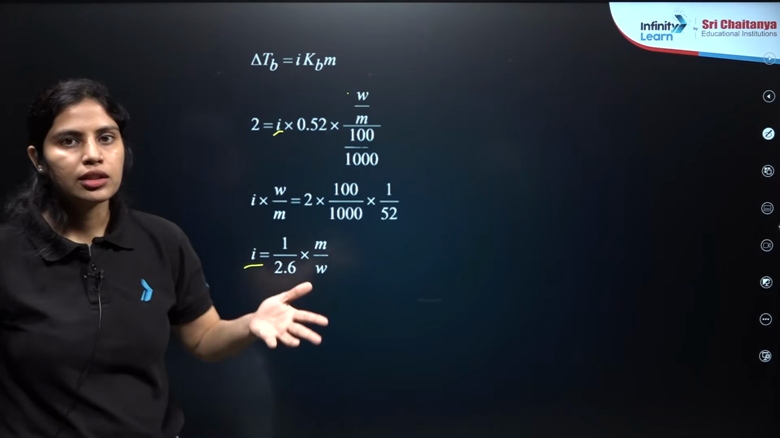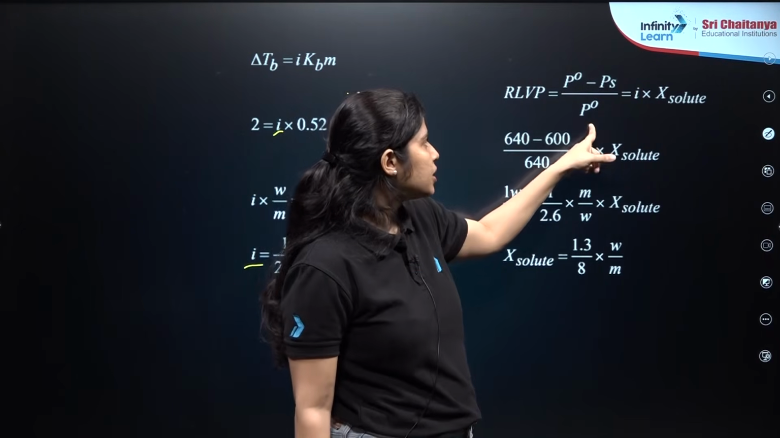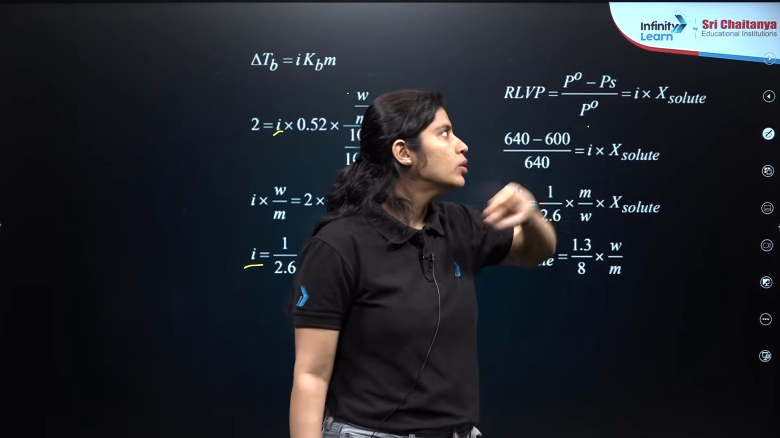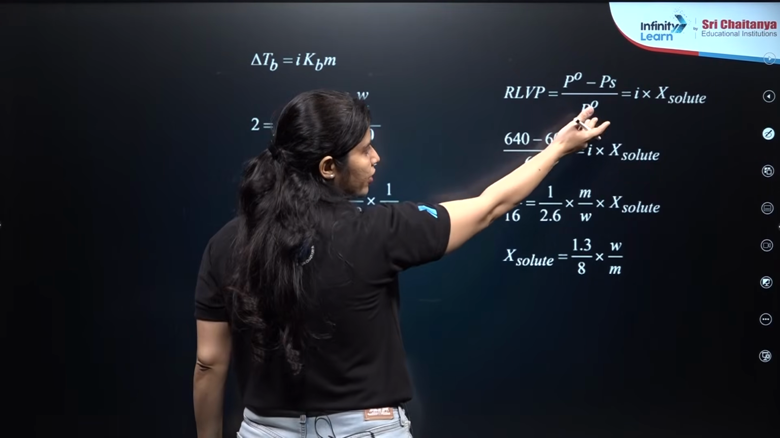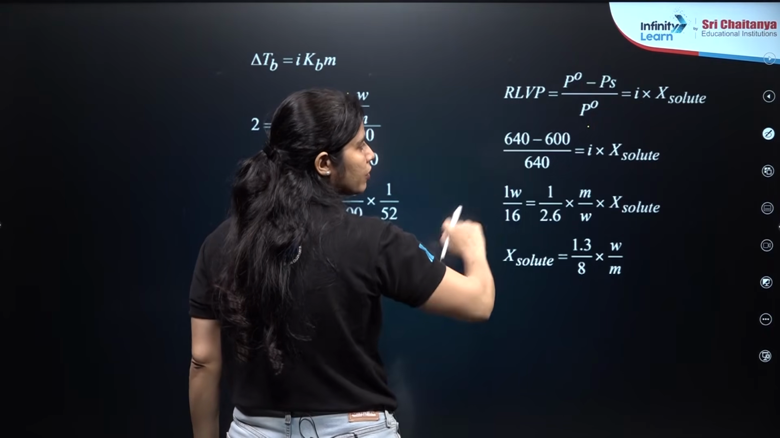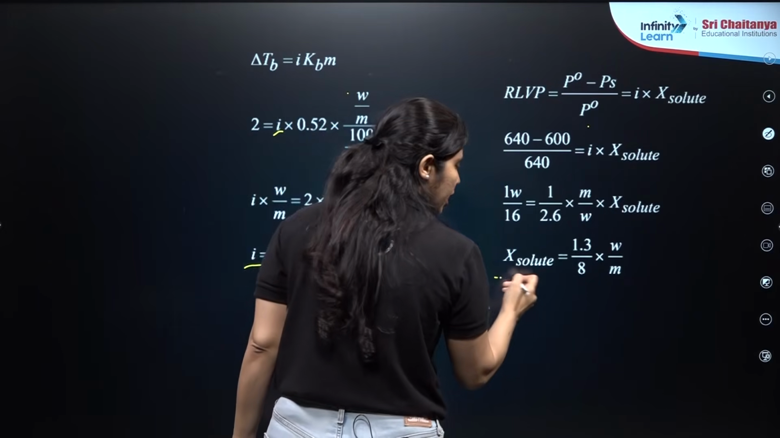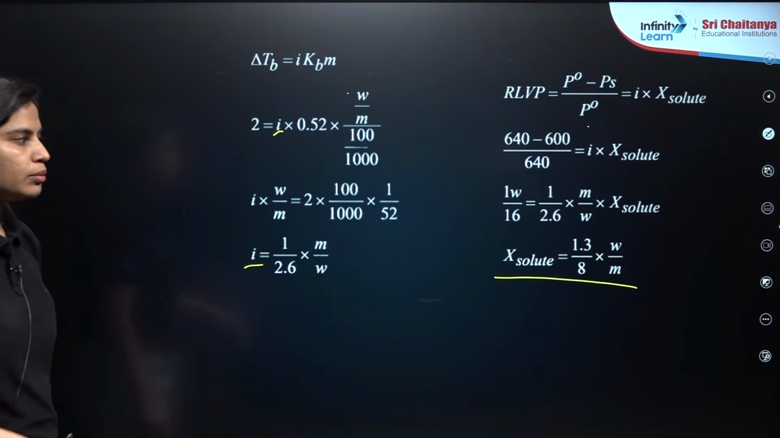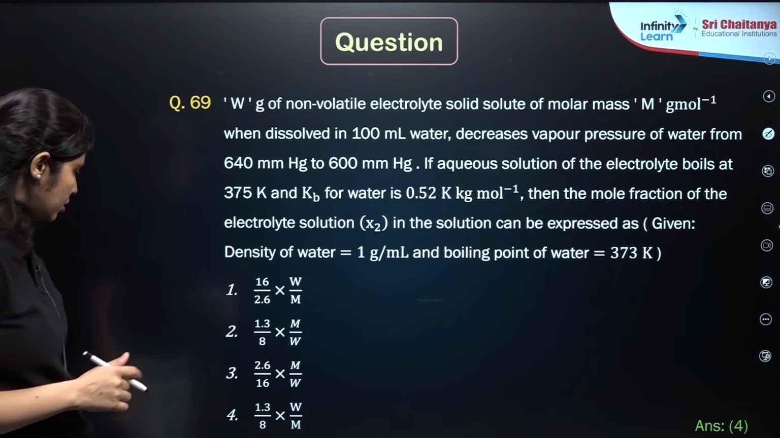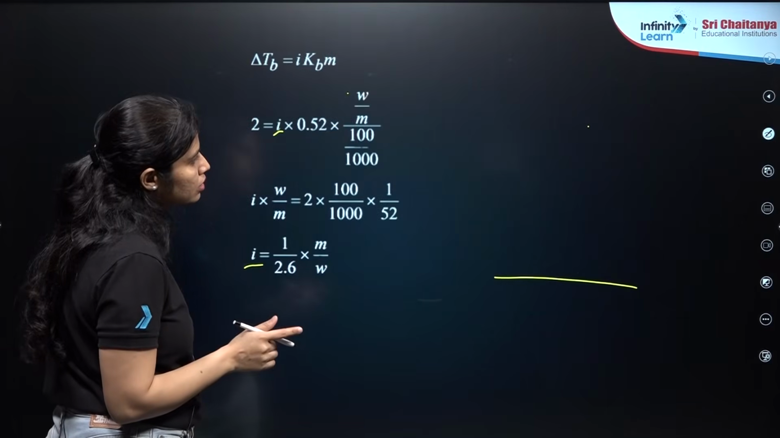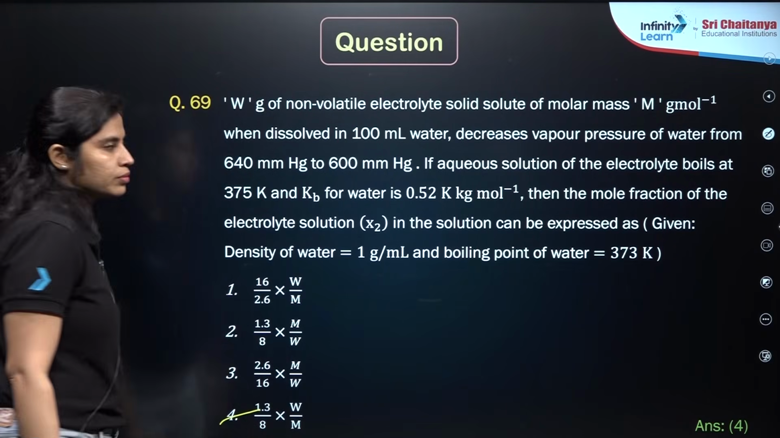Now we are going to use it in the relative lowering of vapor pressure formula, which is P naught minus Ps divided by P naught equals i into mole fraction of the solute. So when we put down the values that are given to us, P naught is given, Ps is given, which is 640 and 600. i we have just found out, and X solute. So when we do that, X solute with respect to mass and molar mass is going to be 1.3 divided by 8, and this is W by M. So the correct answer is 4.